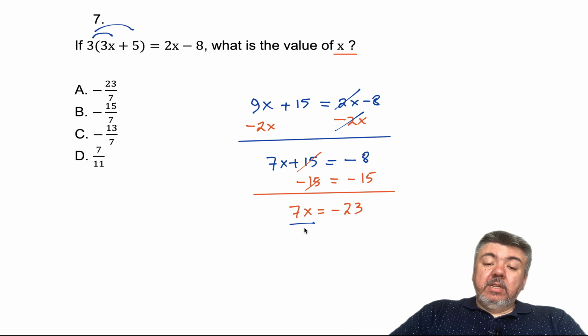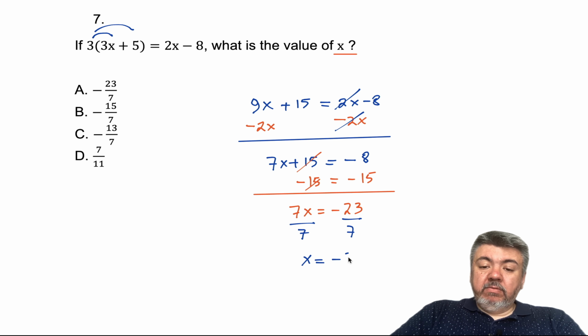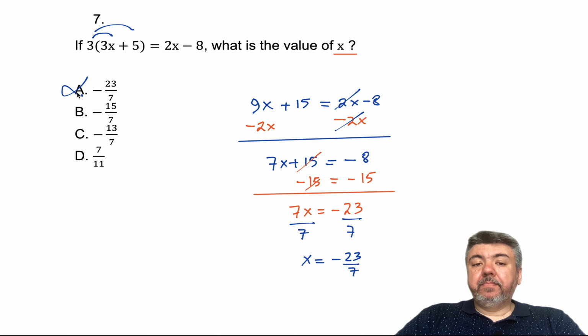Now what? Divide by 7, divide by 7. It's going to be x equals negative 23 over 7, which happens to be here.